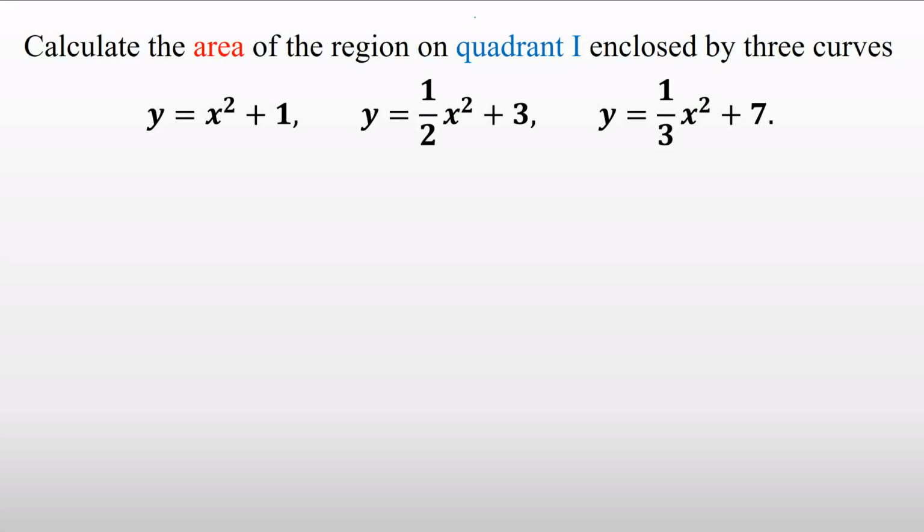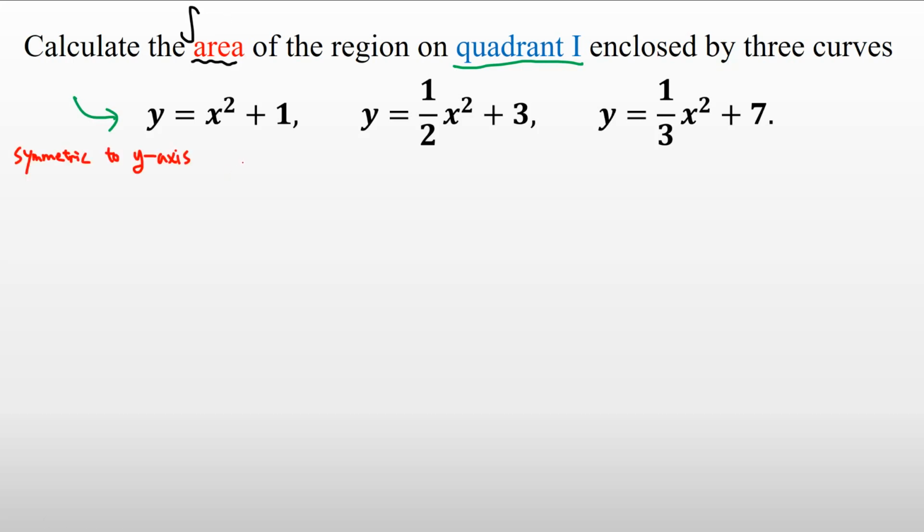It has been quite long since I made my last integral video, so here I am going to solve one problem related to integrals. The problem itself is quite simple. We have to calculate the area of the region in quadrant 1 enclosed by these three parabolas: y equals x squared plus 1, y equals 1/2 x squared plus 3, and y equals 1/3 x squared plus 7. Obviously, in order to find the area between or under the curves, we need to use the integral. But first, let us get a big picture.